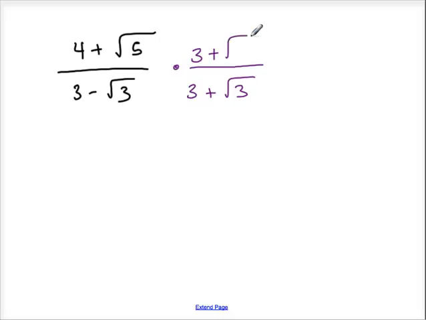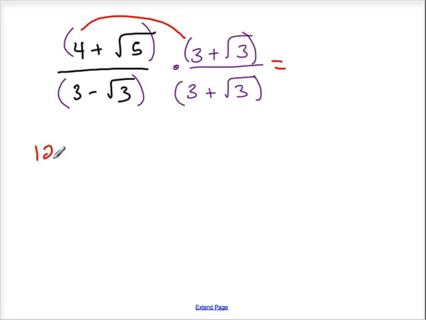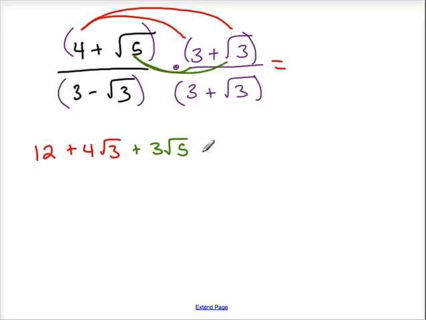And again, multiply both numerator and denominator by the conjugate. I'm going to put parentheses everywhere, so I know I'm going to FOIL both these terms. Okay, I'm going to FOIL my numerator first. 4 times 3, 12 first. Outer, 4 times radical 3 plus 4 radical 3. Inner, radical 5 times radical 3 plus 3 radical 5. And then last, radical 5 times radical 3 plus radical 15.